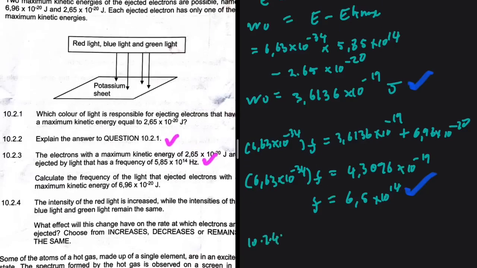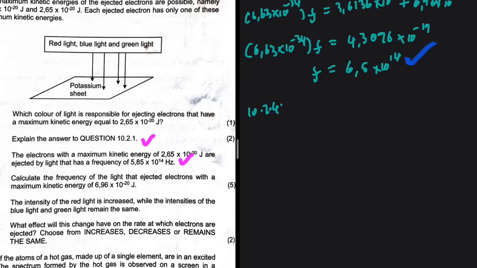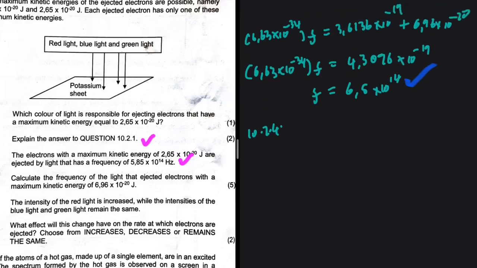Let's take a look at 10.2.4. The question is saying the intensity of the red light is increased while the intensities of the blue and green light remain the same. What effect will this change have on the rate of electrons that are ejected? Choose from increase, decrease, or remain the same. We have already deduced that the red light is not emitting any electrons. So what does that tell us? Even if we increase the intensity of the red light, it's not going to matter.